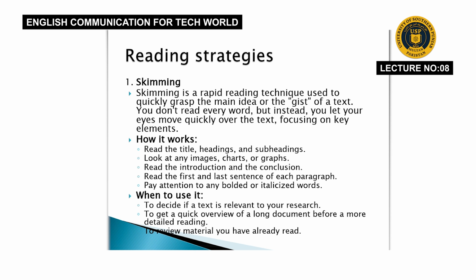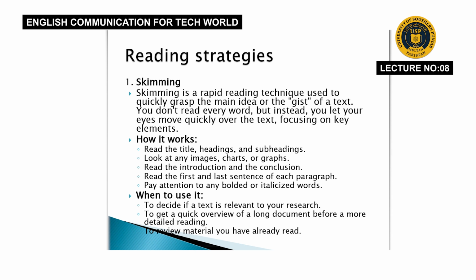Now, let's discuss the core reading strategies you will use in the technical world. The first one is skimming. Skimming means reading quickly to get the main idea of a text. You are not reading every sentence, you only want to answer one question: what is this text about? So, in skimming, you get the gist of the text. As I have said earlier, you don't need to read every word, but instead, you let your eyes move quickly over the text, focusing on key elements.